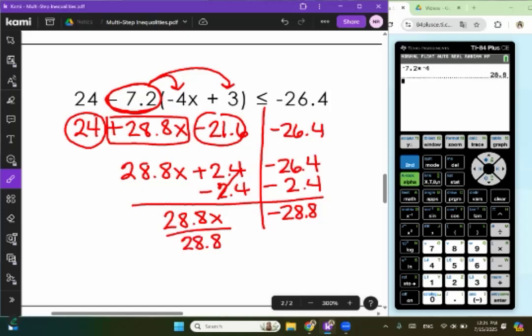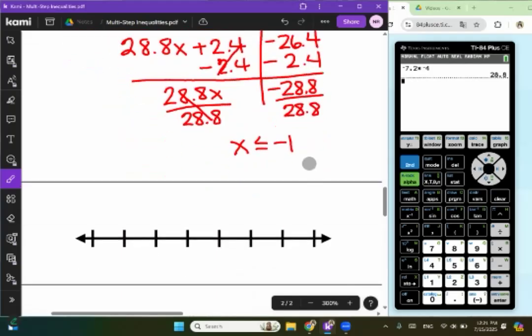We are dividing by a positive number, so there is no need to flip. Our variable is in the front, so we're good there. And it is underlined, so that means that we're going to have a closed circle. Okay.